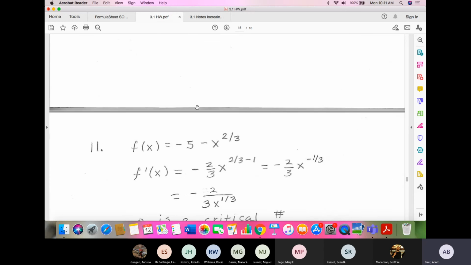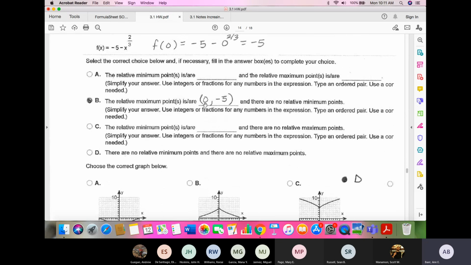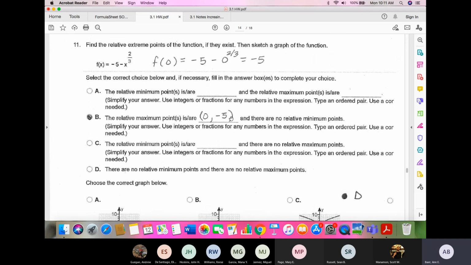So let's go see what they wanted. We have a relative maximum point at 0. We did not find any relative minimum points, so we want this option right here. And how do we figure this out? Whenever we want a y-coordinate in this class, we take the x-coordinate, plug it into the original function, and you will see that when we plug 0 in here, we're going to get 0 to the 2/3, which is still 0. And so we're going to have -5 minus 0, which is just -5.